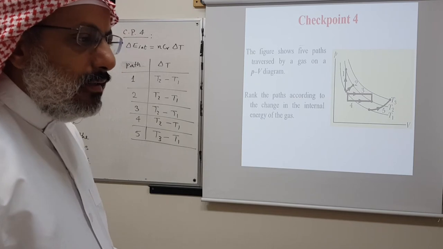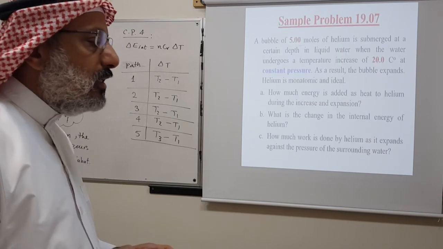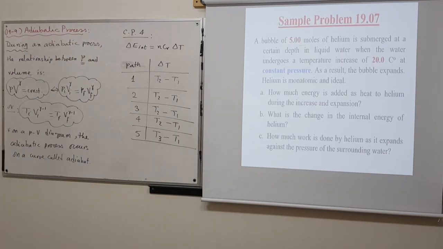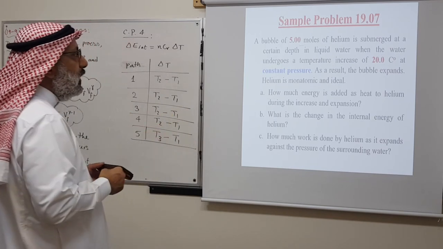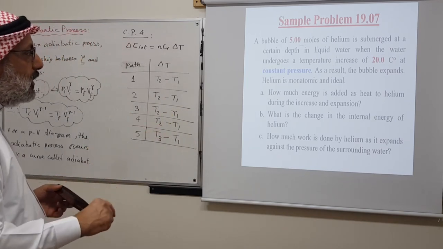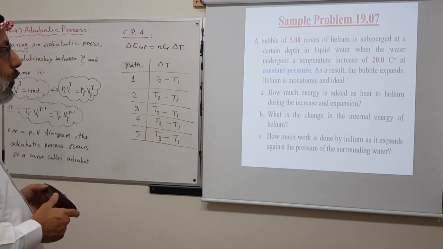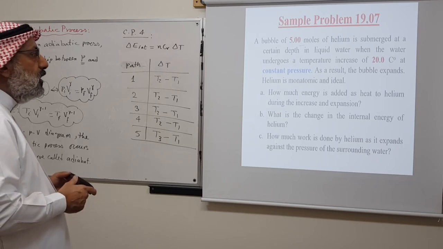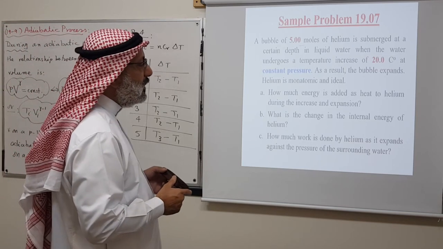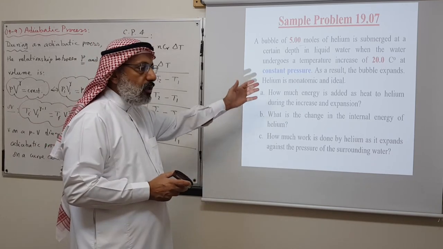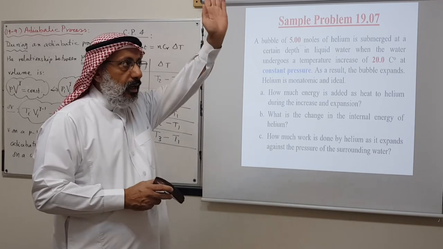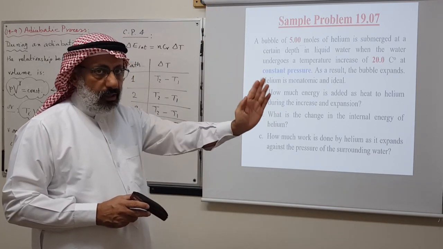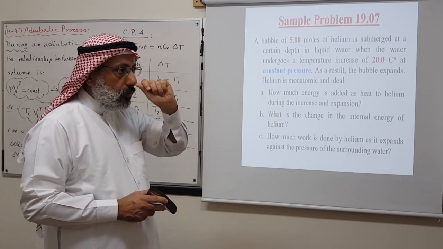Next, let us look at this sample problem from the textbook, which says a bubble of 5 moles of helium, like a balloon containing 5 moles of helium, is submerged at a certain depth in liquid water when the water undergoes a temperature increase of 20 degrees Celsius at constant pressure. So we have helium, a monatomic gas. Helium is in that column in the periodic table, the last column. So it is a monatomic gas.